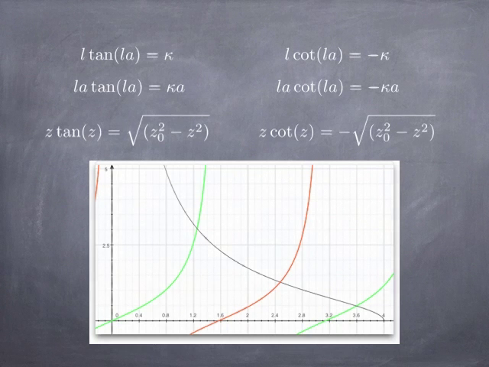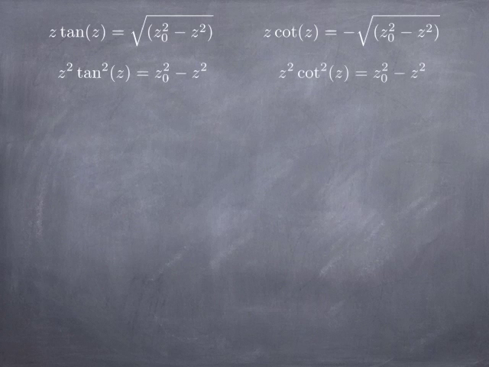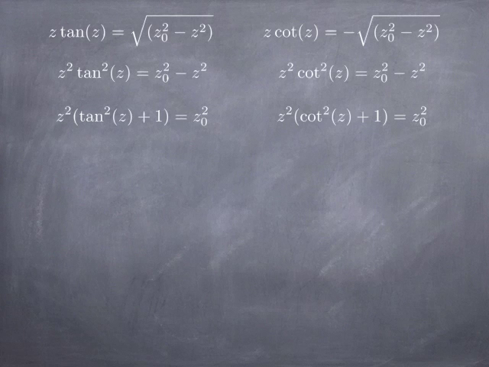So here's the plan. Let's start back at the beginning, and let's square both sides of this equation. Then let's add z squared to both sides, and we get this. And then I want you to remember that tangent squared plus 1 is secant squared, and cotangent squared plus 1 is cosecant squared. So I can substitute cosecant squared and secant squared for those guys. But remember, what is secant squared? It's 1 over cosine squared. And what is cosecant squared? It's 1 over sine squared.